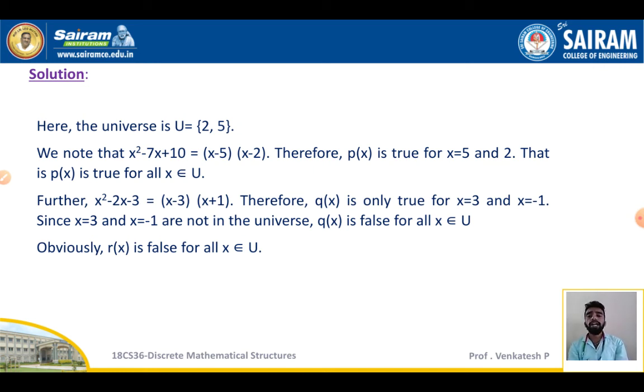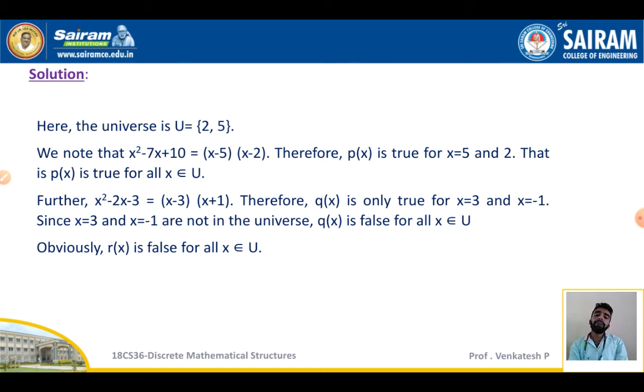And we have to note that the equation x square minus 7x plus 10, after expanding and simplifying, I'll be getting x minus 5 and x minus 2. Therefore p of x is true for x equal to 5 and x equal to 2. That is, p of x is true for all x belonging to U, because the values 2 and 5 are contained in the universe U here.